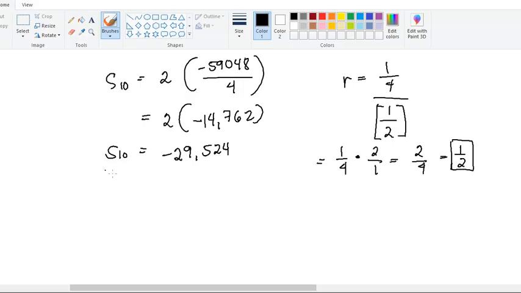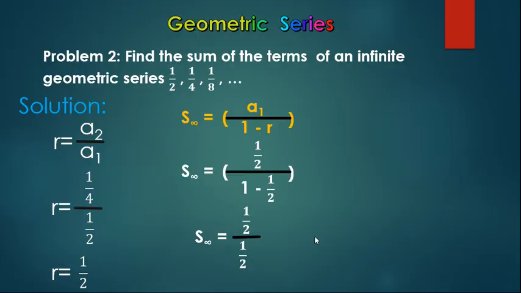So let us perform it here. S infinity is 1 half over 1 half. Let us get the numerator, change the operation to multiplication, and get the reciprocal of the denominator. So that is 2 over 2, which is equal to positive 1. Therefore, the sum of the terms of the infinite geometric series is equal to 1.